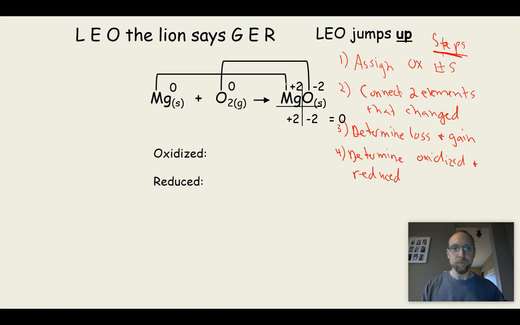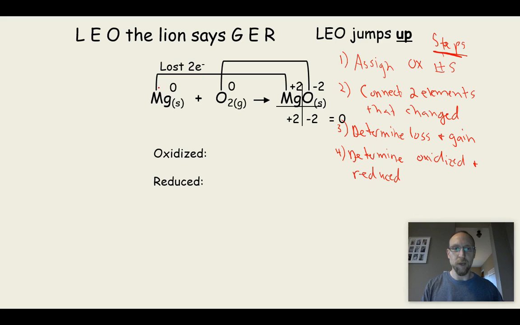So we're going to do that by first assigning oxidation states, connecting the elements that changed, and now step 3, determine the loss and the gain. So Mg went from 0 to +2. So this is where you're going to use your Leo says Ger, and your Leo jumps up here. So Leo jumps up. So whoever went up in oxidation state lost. So Mg went up. It went from 0 to +2. So that's going in the upward direction. So magnesium lost how many electrons? 2 electrons. How do I know 2? Because it's changing by 2 units.